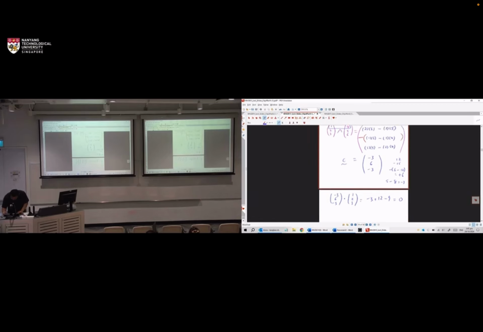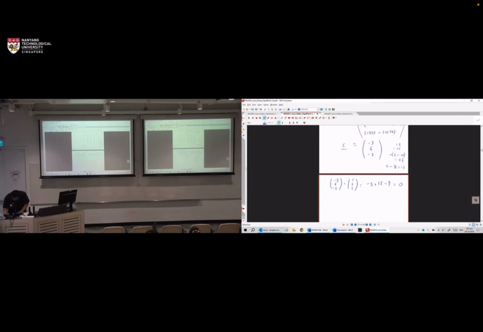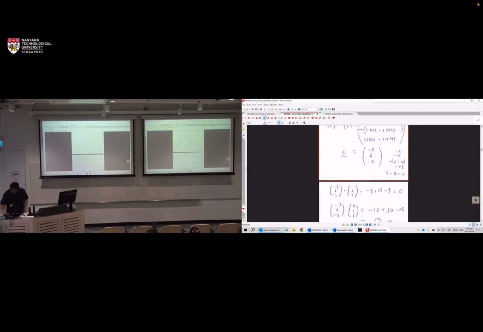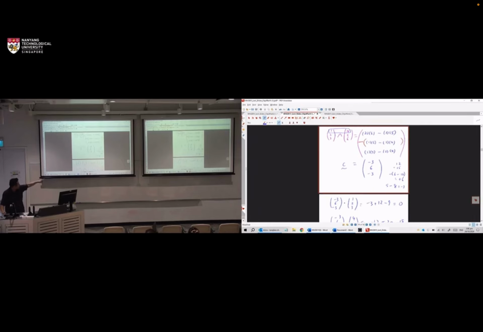And the next vector is 4, 5, 6. So we use minus 3, 6, minus 3, dot with 4, 5, 6. That gives us minus 12 plus 30 minus 18, which is 0 again. So this new vector C is indeed perpendicular to the original 1, 2, 3 and perpendicular to the original 4, 5, 6. So this is one method.